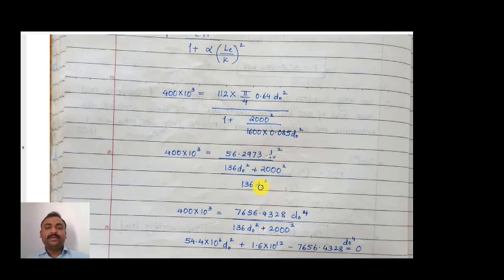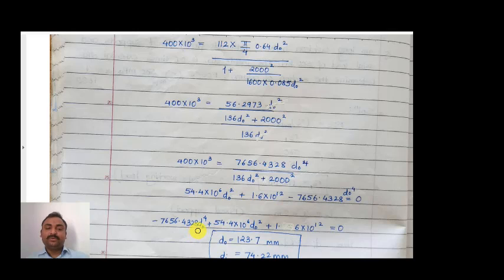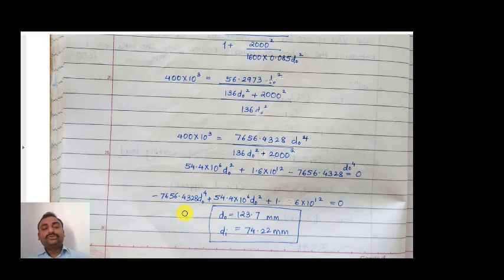So Do raised to square goes to the numerator, it will become Do raised to 4. Now take this term on the left side, multiply with the 400 times 10 to the power 3, you will get this value, and take this value on the left side, so you will have a quadratic equation in terms of Do square. So first find out Do square and then find Do.